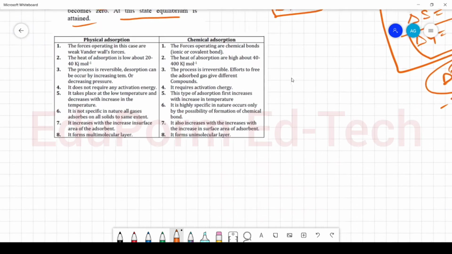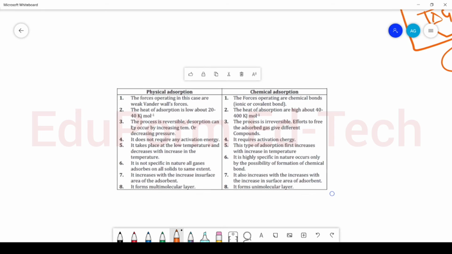Now let's study two different types of adsorption process. So adsorption is of two types. First we have physical adsorption, and second we have chemical adsorption.